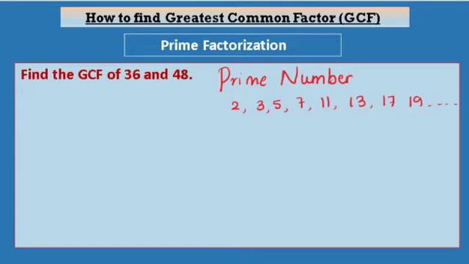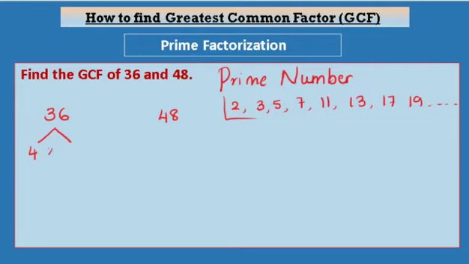Okay, let's see how to find the GCF of 36 and 48 by the prime factorization method. We need to write the factors of 36. Factors of 36 can be 2 times 18, 3 times 12, 4 times 9, or 6 times 6. 6 times 6 gives you 36. You can pick any one of these, you will get the same answer.